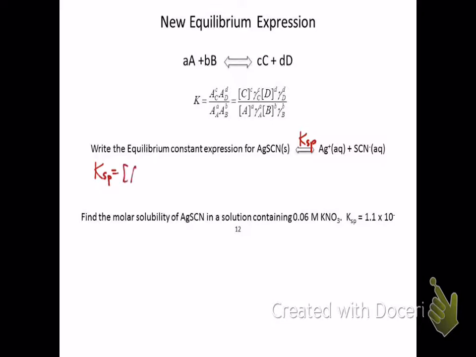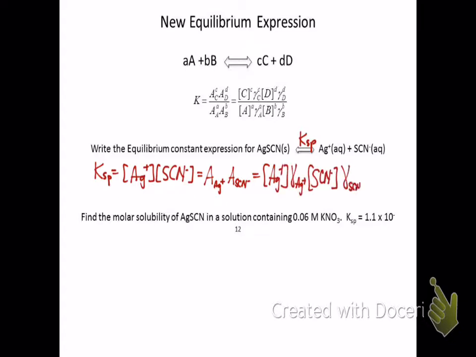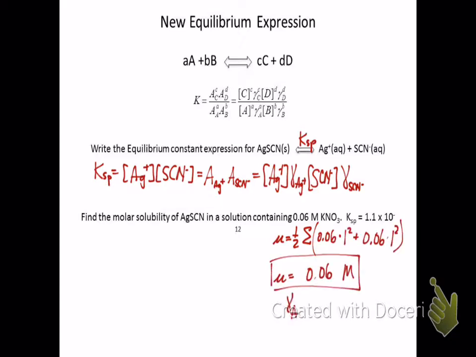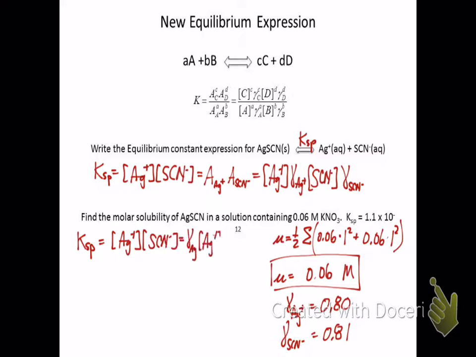Alright, so this is a KSP. KSP is equal to the ions multiplied with their molar coefficients, which in this case are 1, which is equal to the activities times one another. We substitute in then the concentrations times the activity coefficients, and we end up with Ag plus concentration times its activity coefficient times the thiocyanate concentration times its activity coefficient.